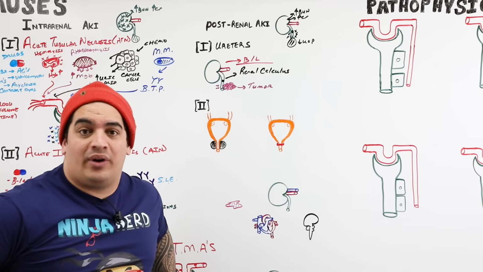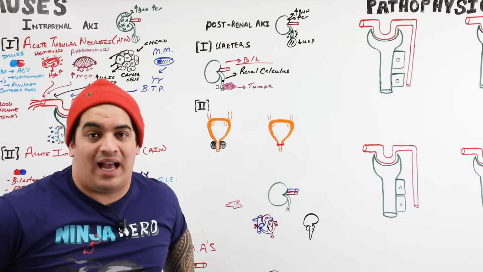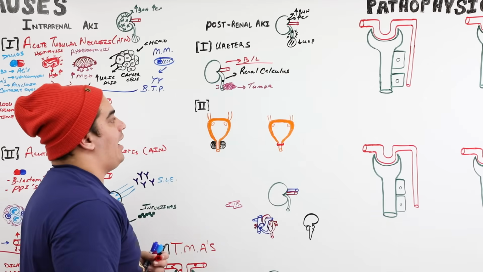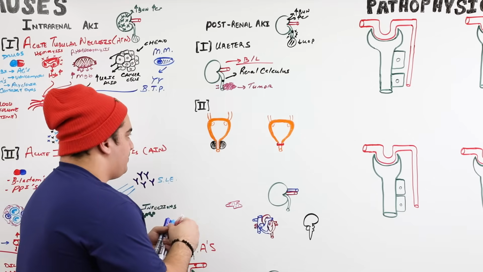If you had bilateral renal calculi or a significant tumor that was compressing both of the ureters, this would definitely produce a very significant type of post-renal AKI. Okay, so that covers those two. Not too bad, right? It's actually one of the easiest ones.